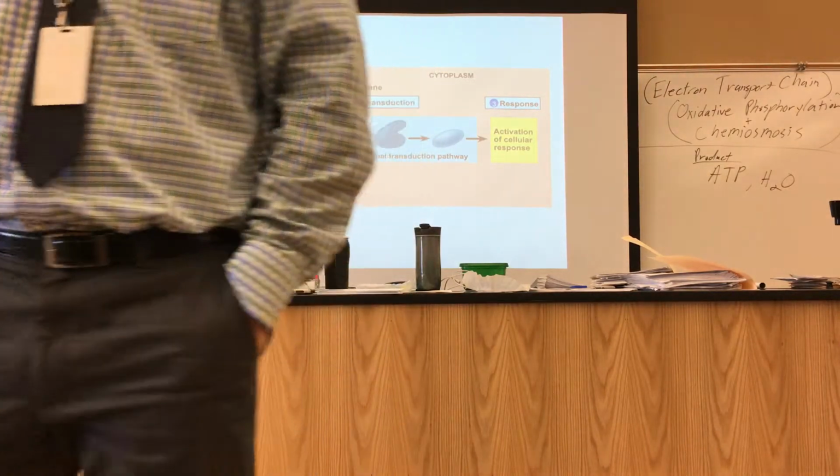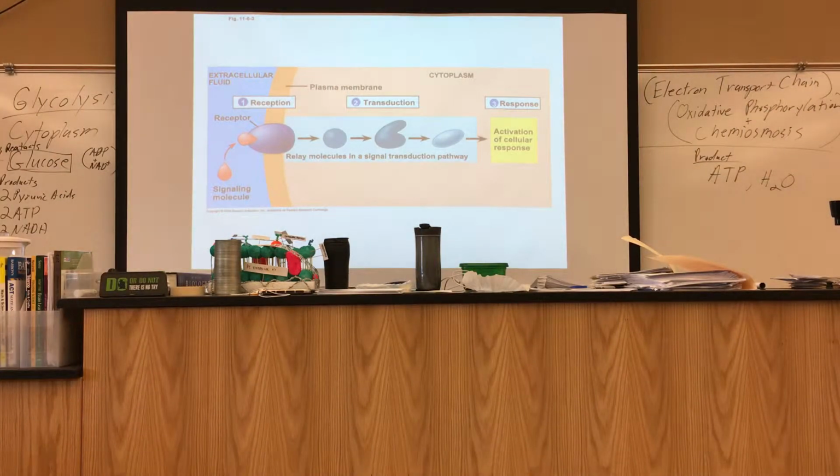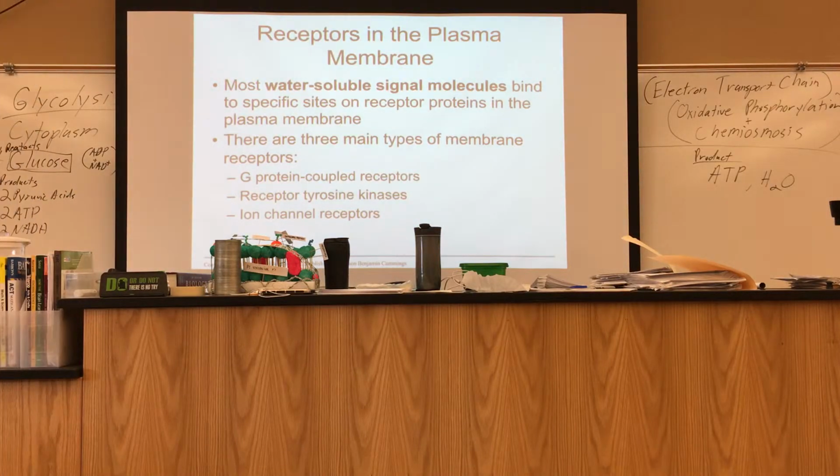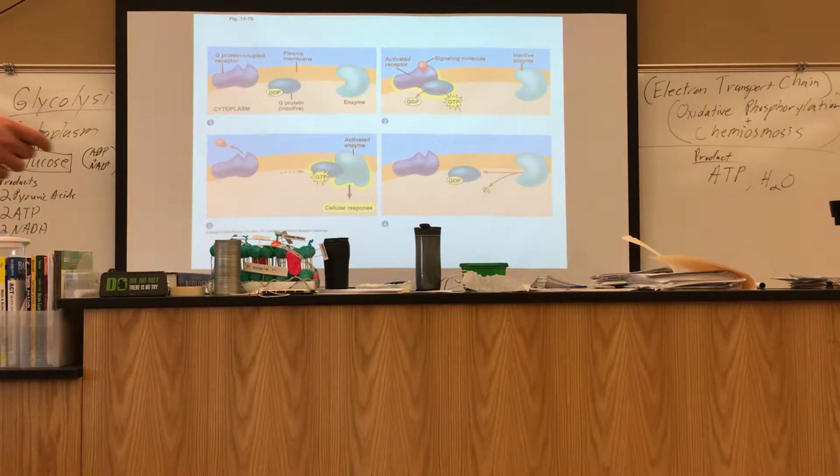Now, to add a little detail to it, we're going to talk about 2 types of signal transduction pathways. We're going to give you a little bit of detail about a G protein transduction pathway and then a tyrosine kinase transduction pathway. So you can kind of read through those.